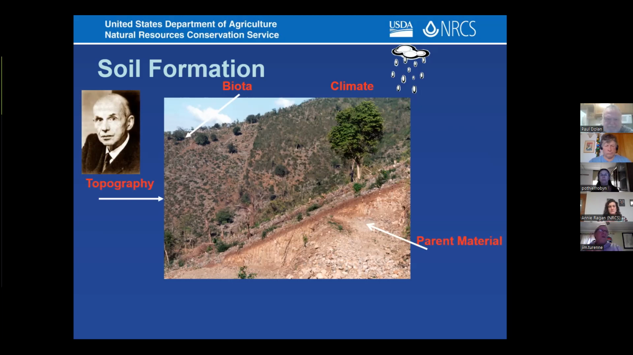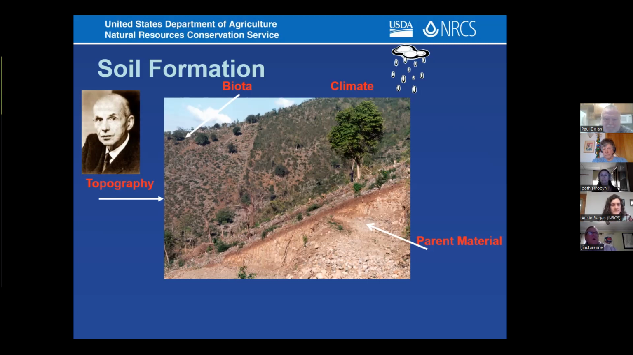The topography is another major factor, which is how steep the soil is. You can see this soil is very steep. That's probably a 45% slope. As a result, the soil is very shallow to the hard rock, which is where that arrow is for the parent material. That's the hard rock right there that you see. If a soil is on a level slope, it's going to get a lot.